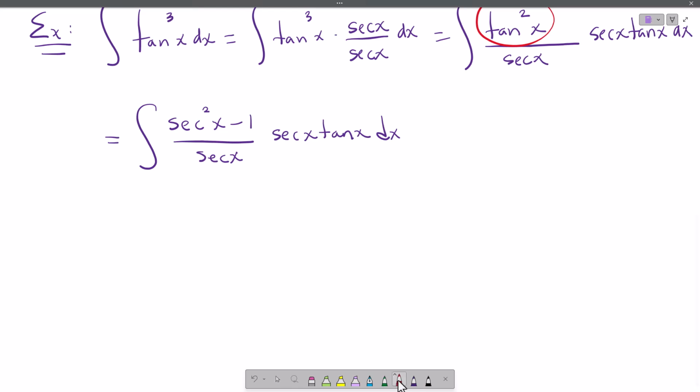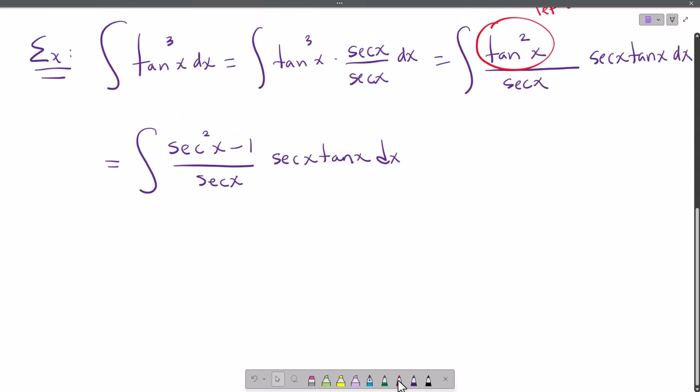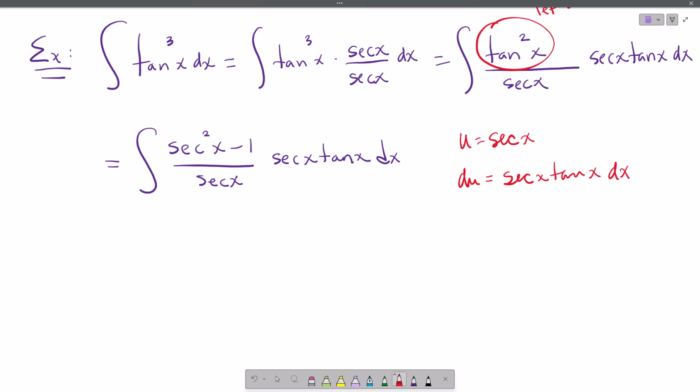Now we can say, if u is secant, then du will be secant x tangent x dx, and we will have no more trig functions. This will be u squared minus 1 divided by u du. And what do you think we're going to do with that one? Long division. What was that? Split? Yeah, we're going to.